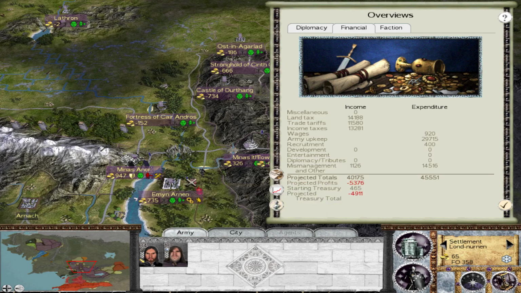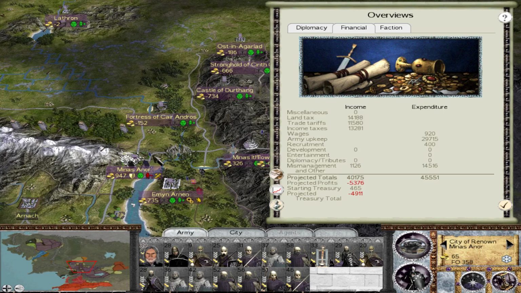Related to finances are buildings, so that if you have all of your expenditures just on army upkeep, that's going to hurt your authority stat.